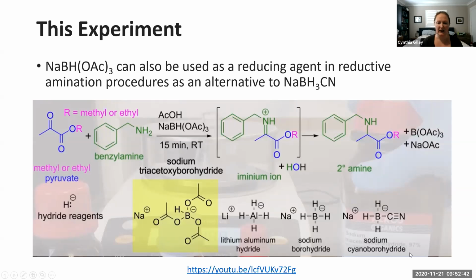And sodium cyanoborohydride is another alternative that would also work in this reaction, except for the fact that it isn't used due to the potential toxicity and the fact that it's students and not professional chemists running the reaction.